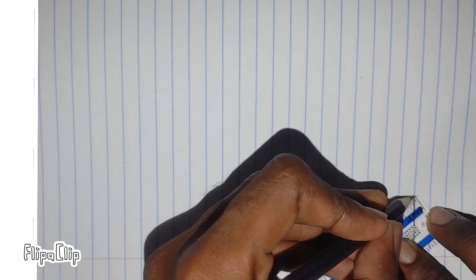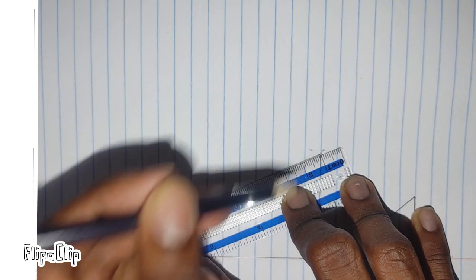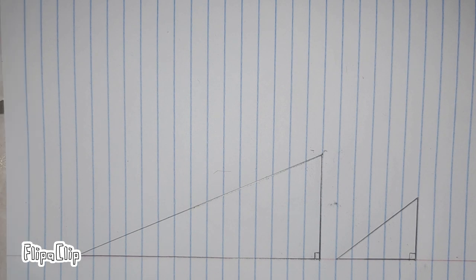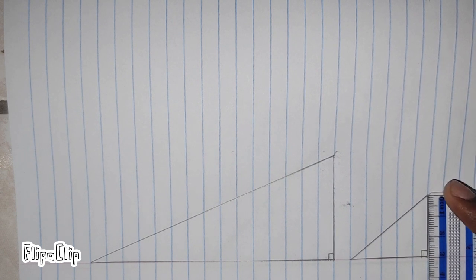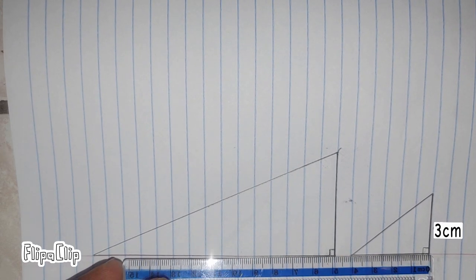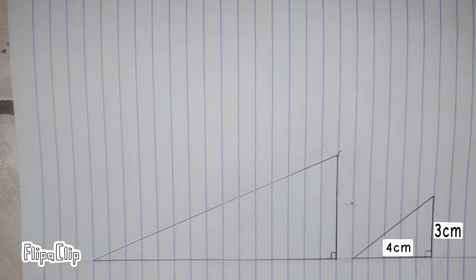I am now going to draw 3 right angle triangles of various sizes. Now I am going to measure the length of the base and the length of the height of each triangle. The length of the height of this triangle is 3 centimeters, and the length of the base of this triangle is 4 centimeters. I will not measure the length of the hypotenuse yet.